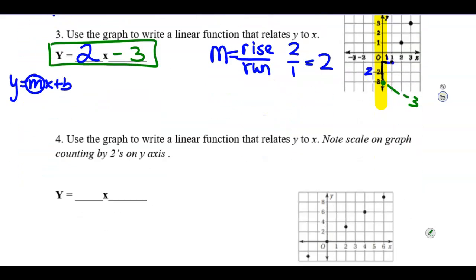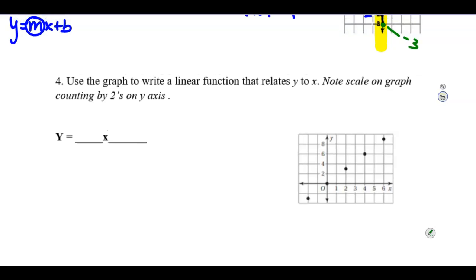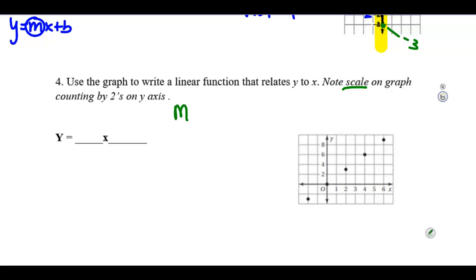All right, let's look at the next one. This one's just a little note here. It's the same, except we need to note the scale on the graph, which means what the numbers are counting by. So if I look at this one, we're writing our equation again. We know this is going to be y equals mx and then plus or minus b.